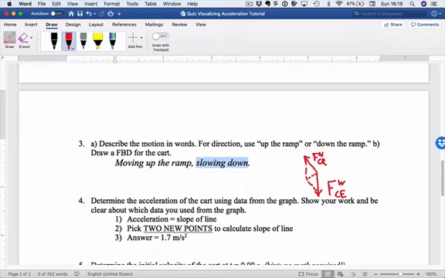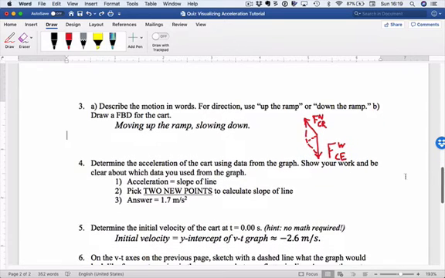Now you might have some friction in here as well. If you were drawing the free body diagram of the cart moving up the ramp, you'd have a little friction down the ramp. Or if you were drawing it for down the ramp, there'd be a little bit of friction up the ramp. But it's a low friction cart right from the lab, so we don't really need to add the friction. Let's move on to number four.